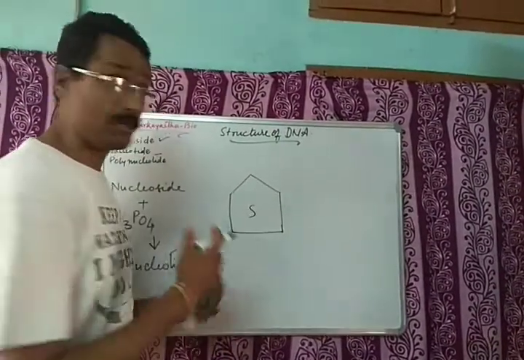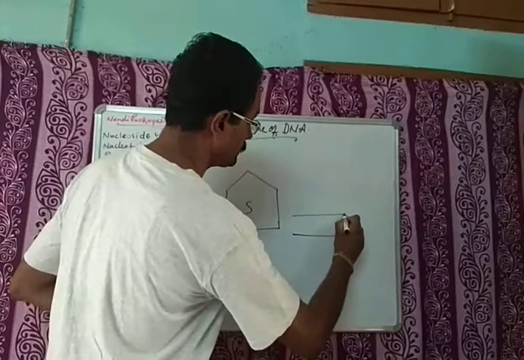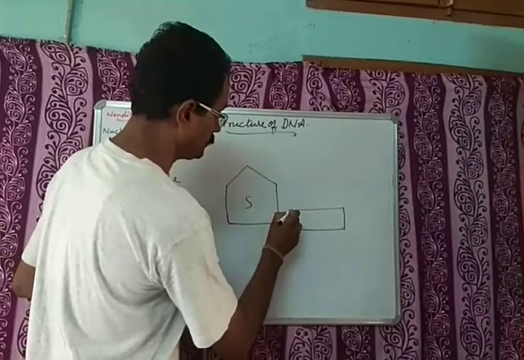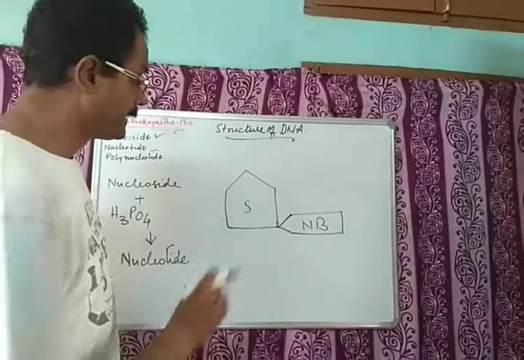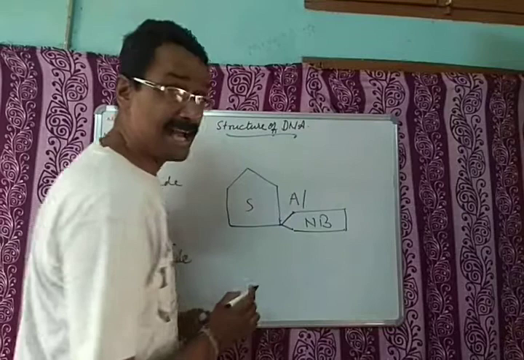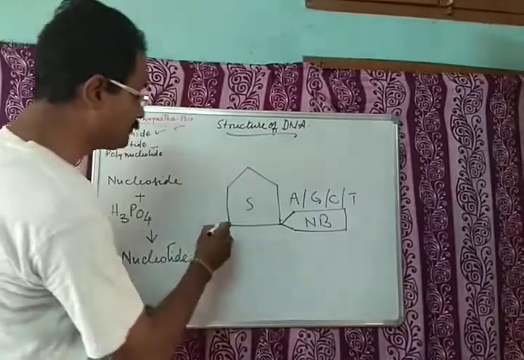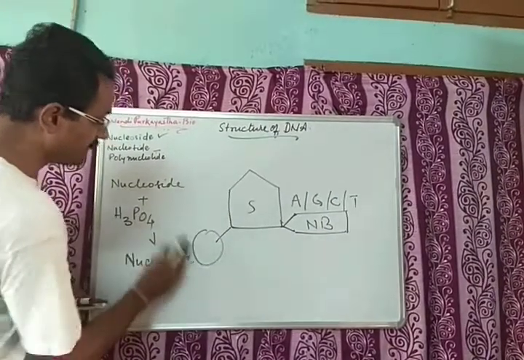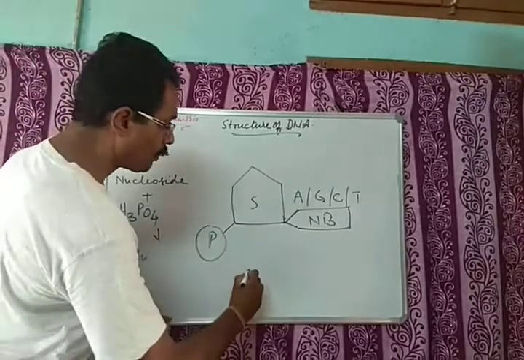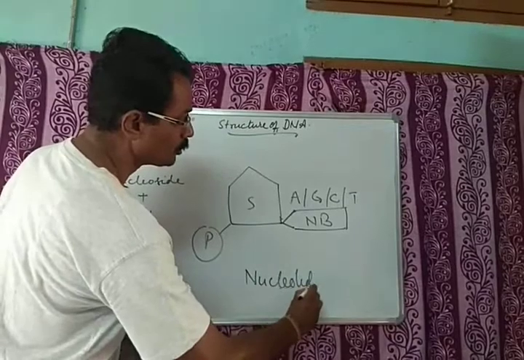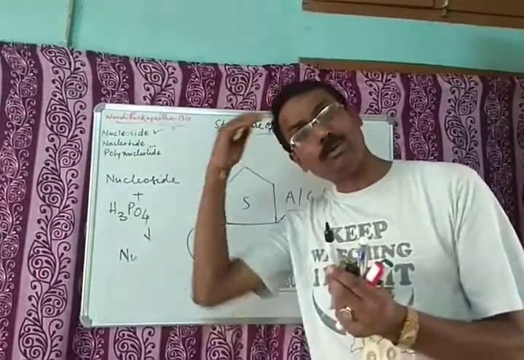the pentose sugar, deoxyribose sugar in case of DNA, ribose sugar in case of RNA. Here you are finding the nitrogenous base. This is the nucleoside. It may be any one of the nitrogenous bases: adenine, guanine, cytosine, or thymine. When this nucleoside unites with phosphoric acid, it is denoted by P. That means nucleoside plus phosphoric acid is called nucleotide. Understood? So what is a nucleotide? When phosphoric acid unites with the nucleoside, it becomes a nucleotide.